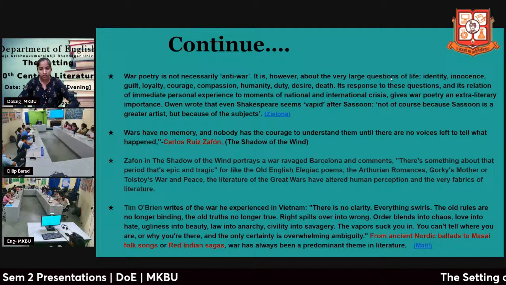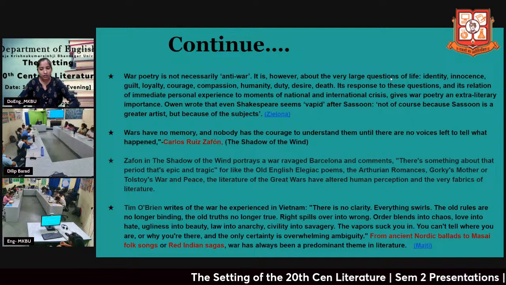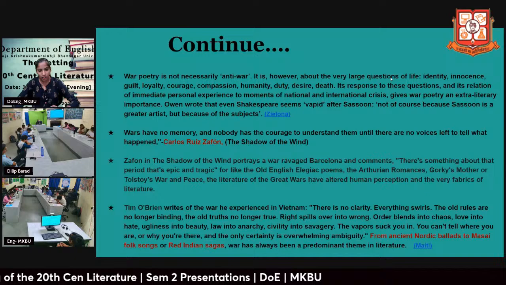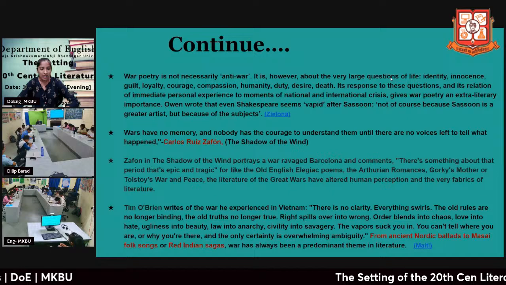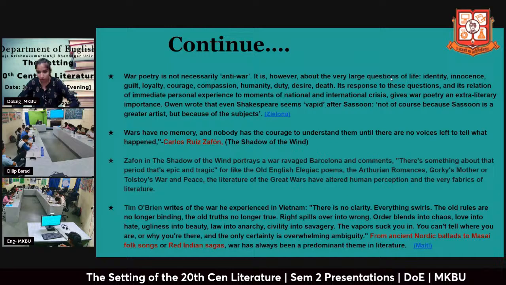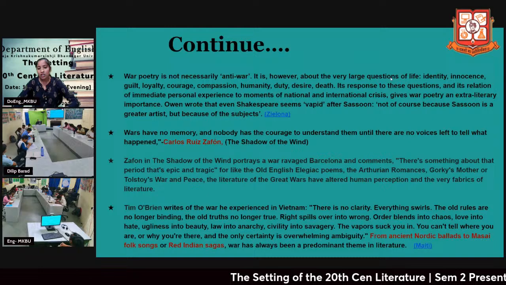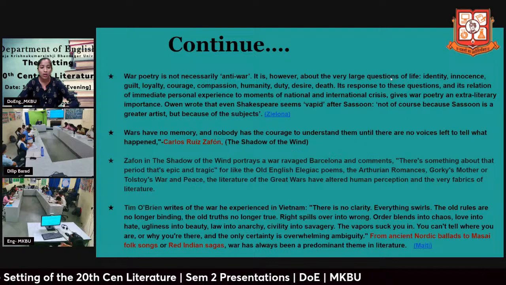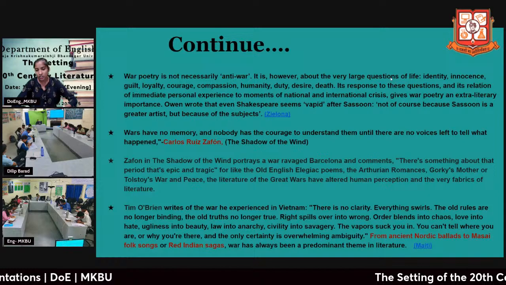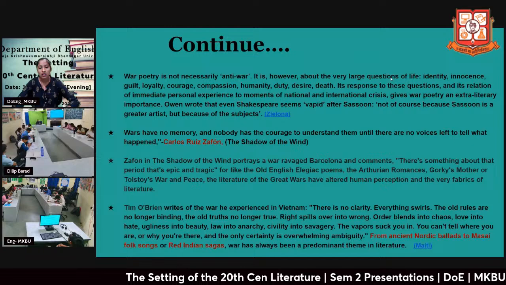In another article, he argues that in Tim O'Brien's work, he explained that there is no clarity, everything shifts, the old rules are no longer binding, the old truth no longer truth. Right spills over into wrong, order into chaos, love into hate, ugliness into beauty, law into anarchy, civility into savagery. The vapors suck you in. You can't tell where you are or why you are there, and the only certainty is overwhelming ambiguity. From ancient Nordic ballads to Native American folk songs, war has always been a predominant theme in literature.